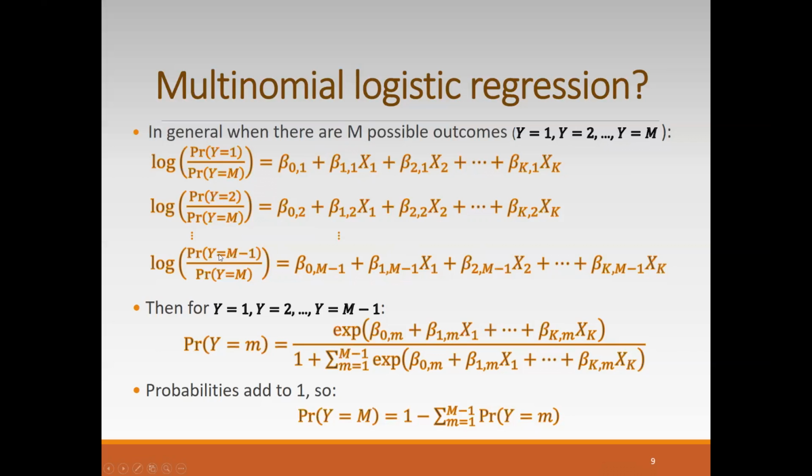So you get m minus 1 equations that are very similar, but you end up with different parameters, and the left hand side is different in each case. And to work out the probability of y is equal to m, small m, which takes values 1 up to capital M minus 1, you use this formula here, and then the probabilities add to 1. This is a similar formula to before.